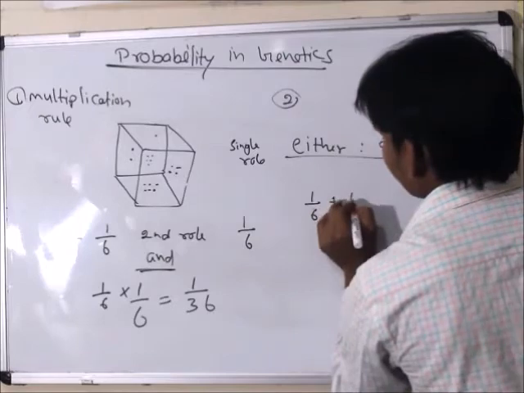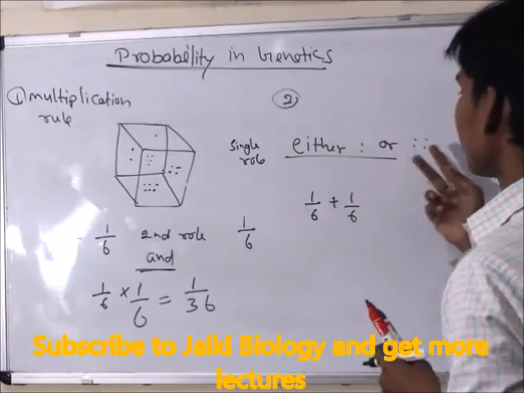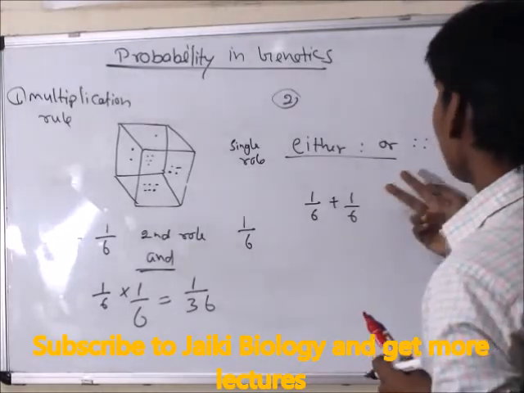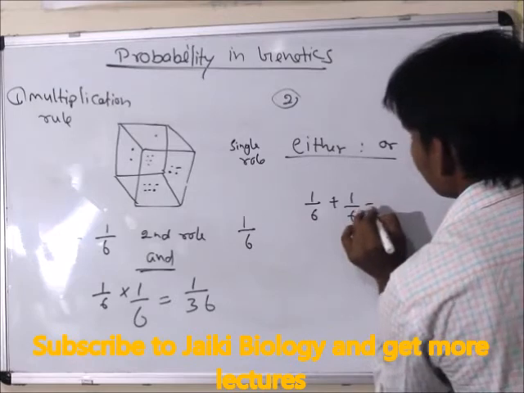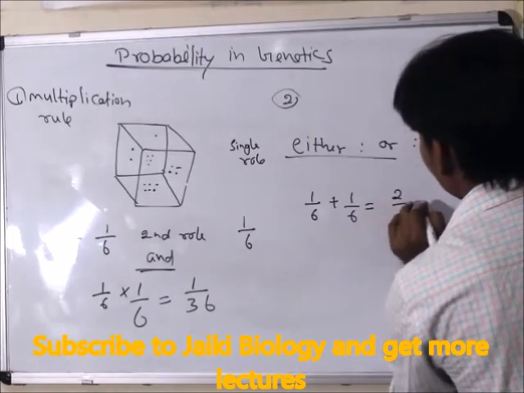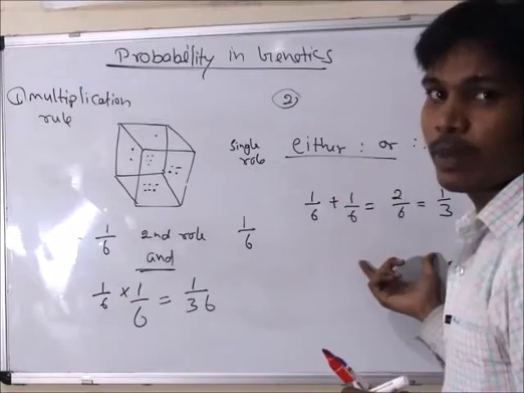That is 1 by 6 plus 1 by 6. The probability of 2 is 1 by 6 and the probability of 4 is 1 by 6. Then 1 by 6 plus 1 by 6 is equal to 2 by 6, or 1 by 3. That is the probability for either-or.